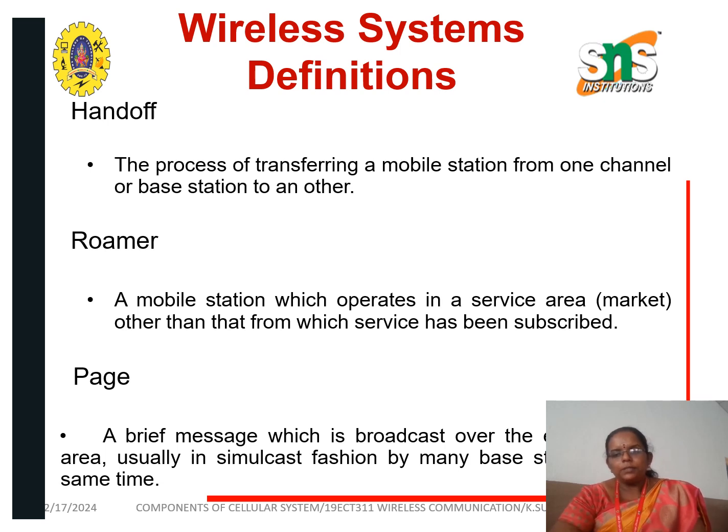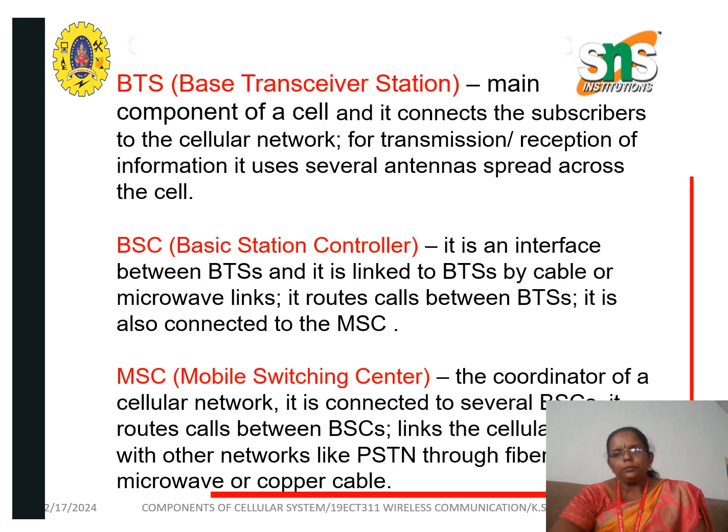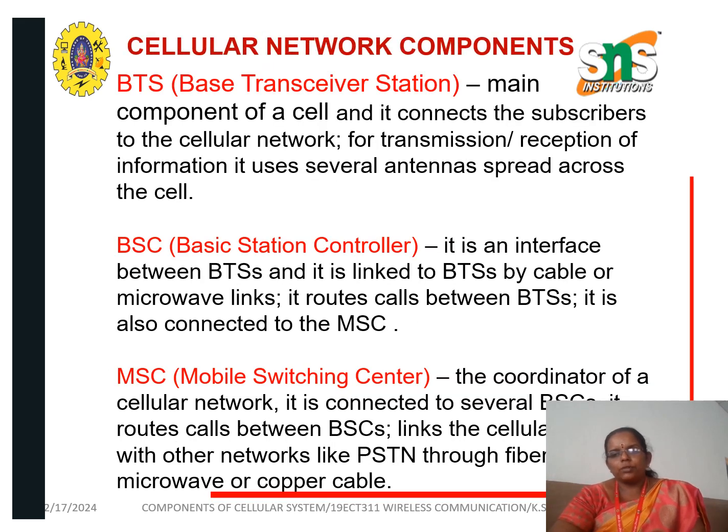Next one is page. A page is nothing but a brief message which is broadcast through all the systems in the network. Next one is base transceiver station. It is an important component of a cell. For each cell, you should definitely have a base transceiver station. This connects the subscribers to the cellular network. For transmission and reception of the information, you will have transmitting and receiving antennas.